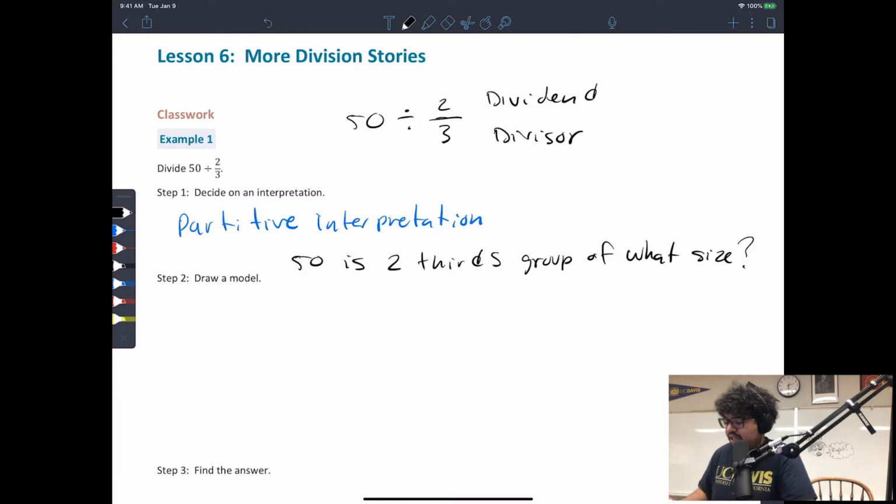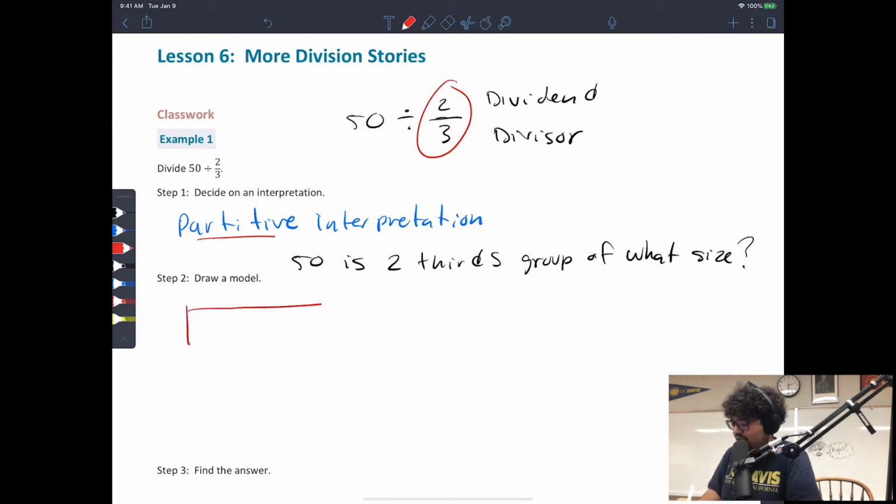So then let's go ahead and draw our model here. The model is going to be based on the second fraction. Typically, when we do partitive interpretation, our model is based on the second fraction, where I'm asking myself, 50 is 2/3 of what group size? So what does that exactly mean? This is what it means. So let's draw the model first of all. Let's do the model. Let's break it around right there.